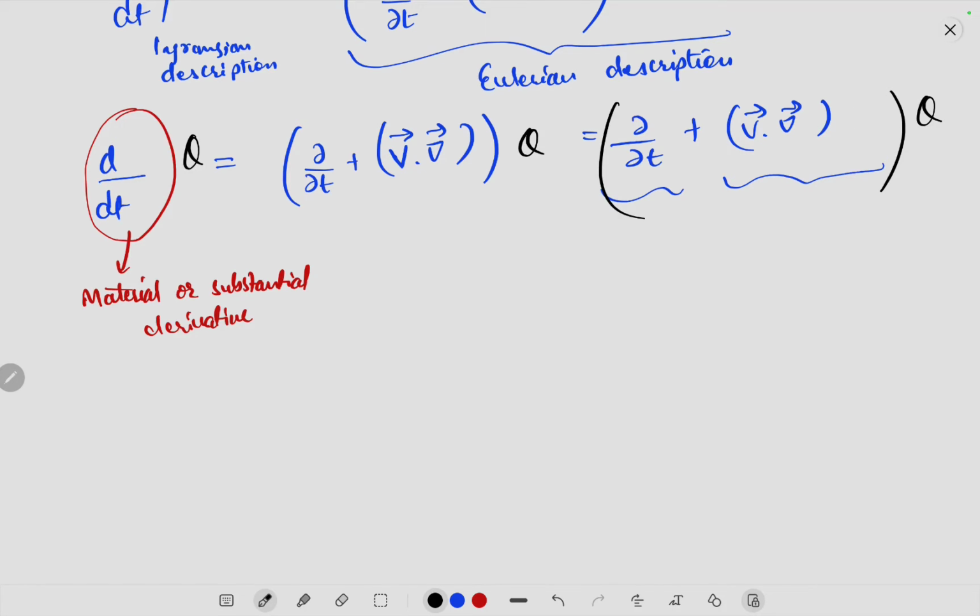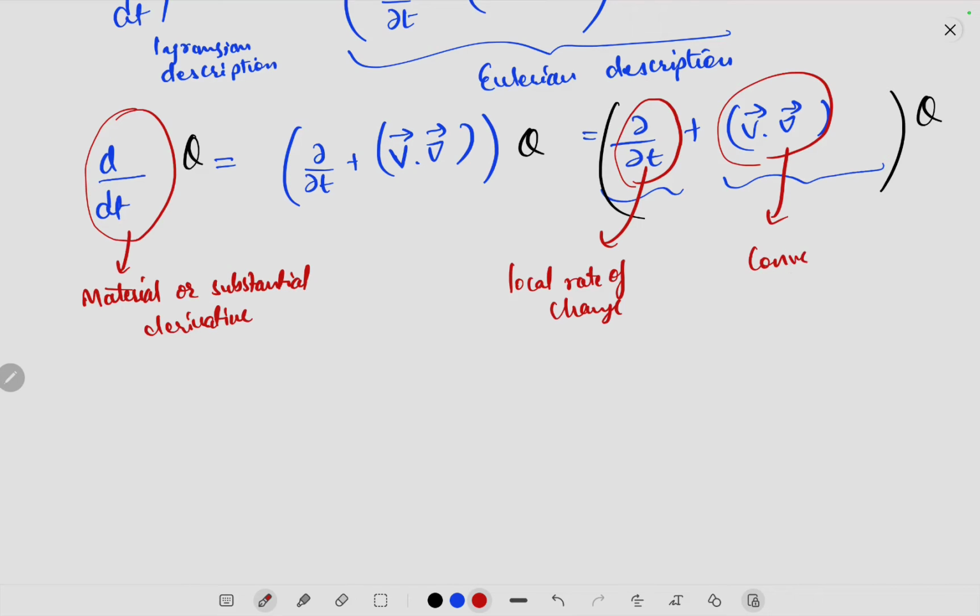Okay, so then this is called the material or substantial derivative. This is called the local rate of change, and this term is called the convective rate of change.